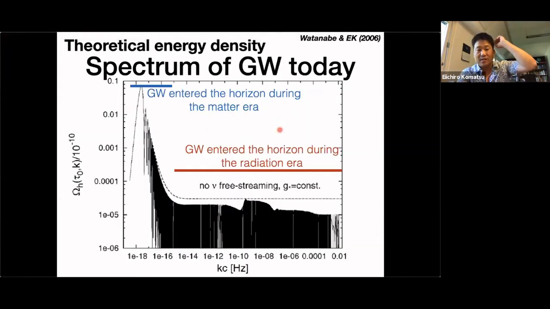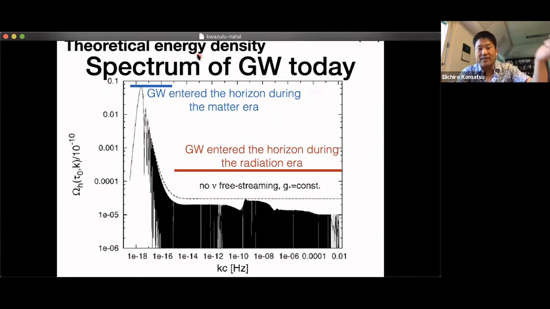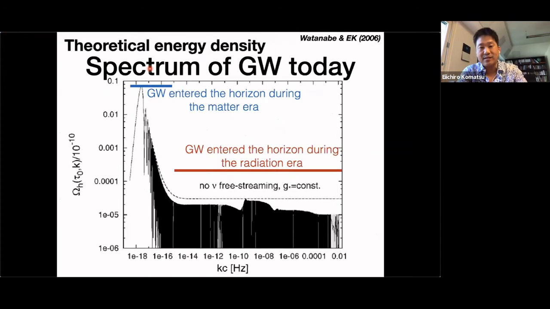And if you plot the energy density spectrum of the gravitational wave today, depending upon whether they enter the horizon during the matter era or radiation era, they get different redshifting. Then you get this kind of spectrum of gravitational wave energy density today. We haven't seen it yet, so this is purely theoretical.